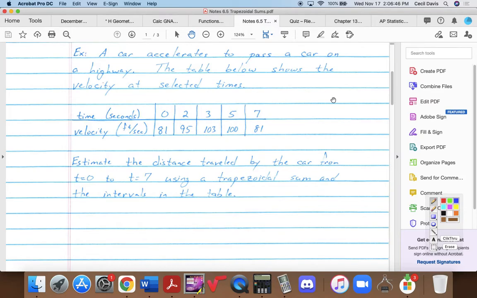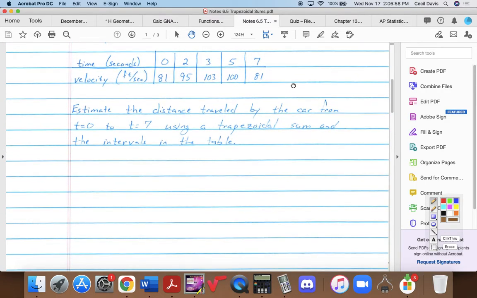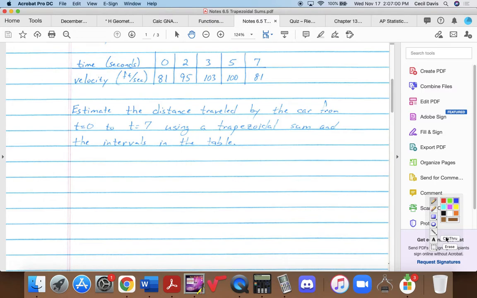A car accelerates to pass a car on a highway. The table below shows the velocity at selected times. Estimate the distance traveled by the car from 0 to 7 using a trapezoidal sum and the intervals in the table. So we're going to use these intervals.